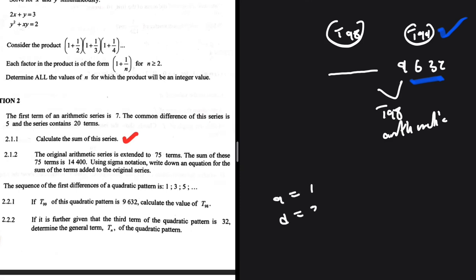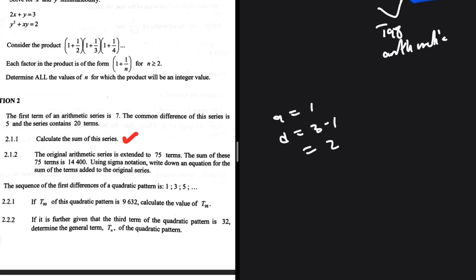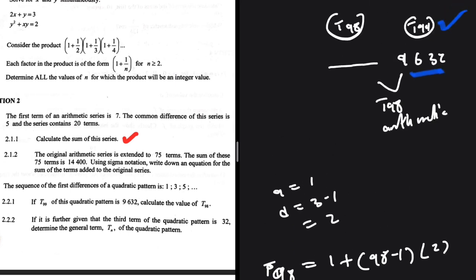T1 is 3, so a is equal to 1. The difference, 3 minus 1, is easy to see: it is 2. So we have T98 being equal to a1 plus n minus 1 times the difference. We're looking for the 98th term, so we have 98 minus 1 multiplied by the difference, which is 2. Let me put that in my calculator: 1 plus 98 minus 1, everything multiplied by 2. So the term here that we have is 195.